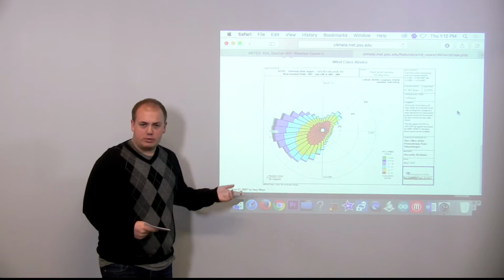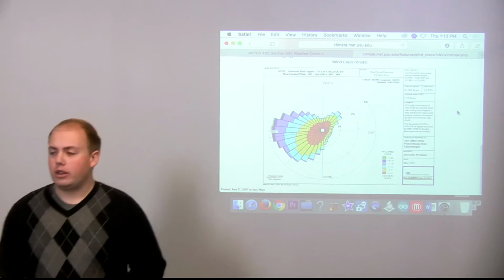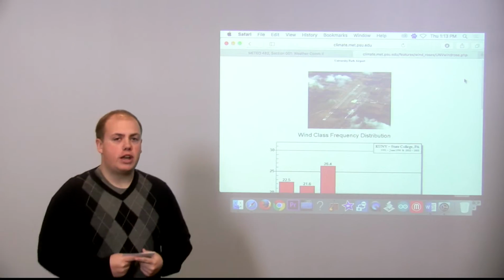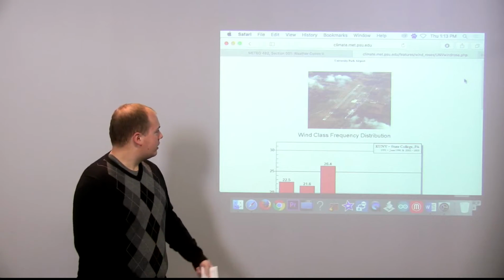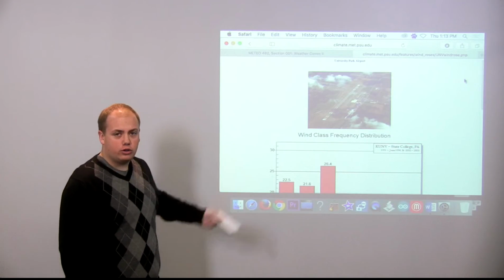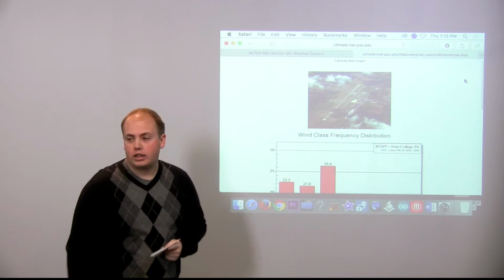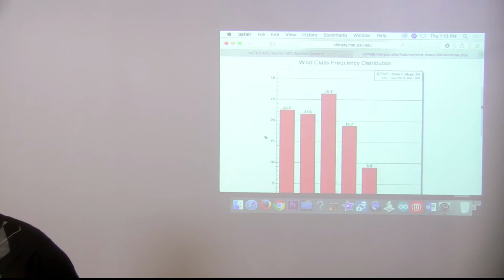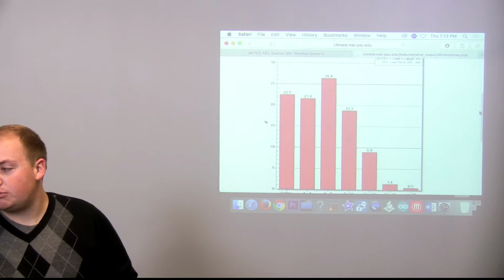But what does this website show overall for each rose? Well, let's go back to the top, and we can see first, a picture of the airport and what the name of it is and what it looks like from an aerial view up above. Below that, we have a bar graph that shows the wind class frequency distribution.